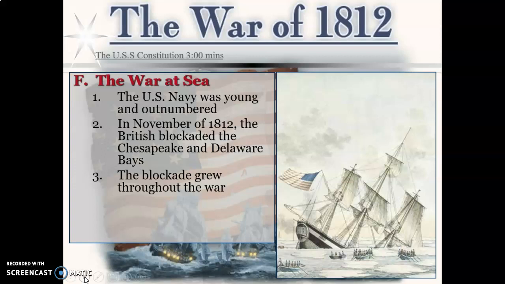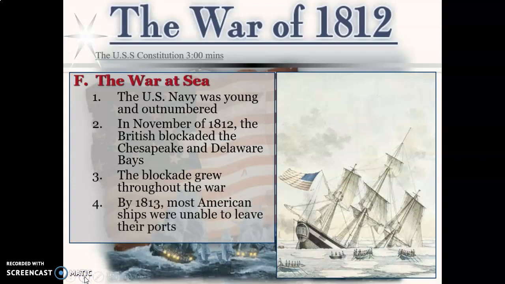The war at sea, the U.S. Navy was young and outnumbered. November of 1812, the British blockaded the Chesapeake and Delaware Bays, and the blockade's going to grow larger throughout the war, so most of our Navy is going to be in port for most of the war. As you see, by 1813, most of our ships were unable to leave their ports.